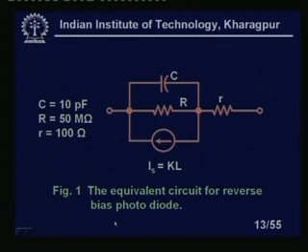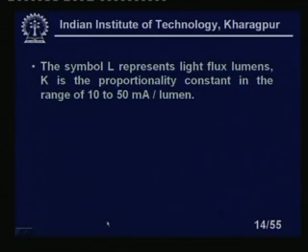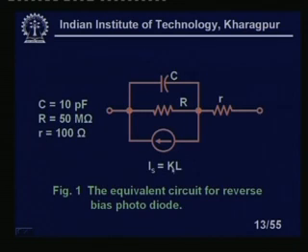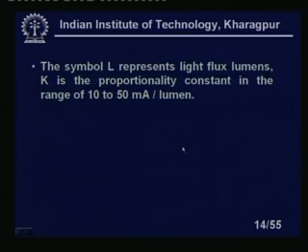Now, this is an equivalent circuit of a reverse bias photodiode. You see, we have one capacitance and a current generator here. C equal to 10 picofarad, the parallel R is quite large, 50 megaohm, and there is a small series resistance R equal to only 100 ohm. So, Is, the saturation current, is equal to K into L. What is K? We will see. The symbol L represents the light flux in lumens. You see, Is equal to KL. And K is the proportionality constant in the range of 10 to 50 milliampere per lumen. Clear?